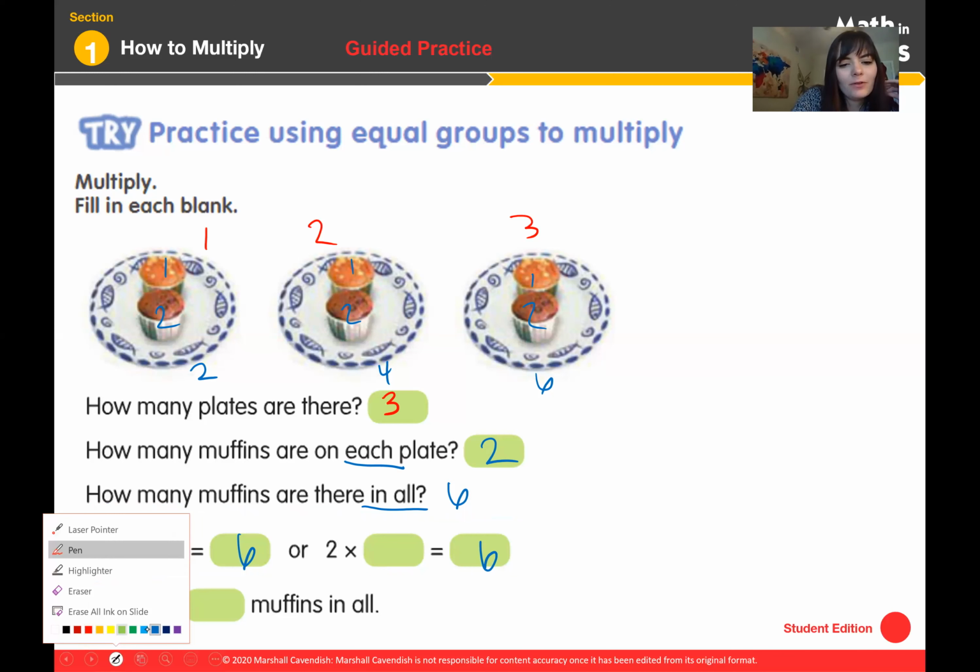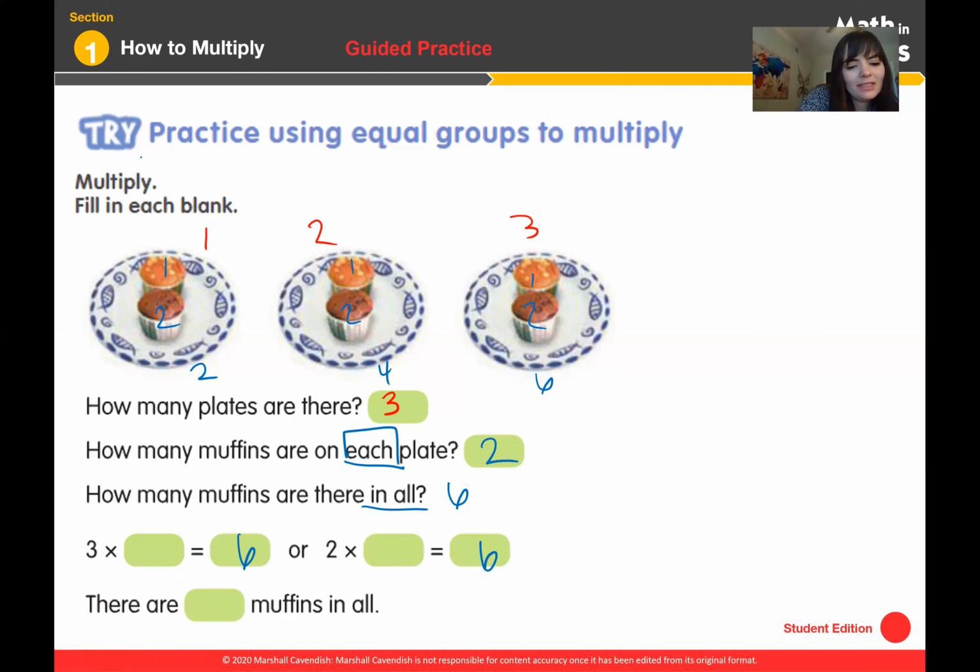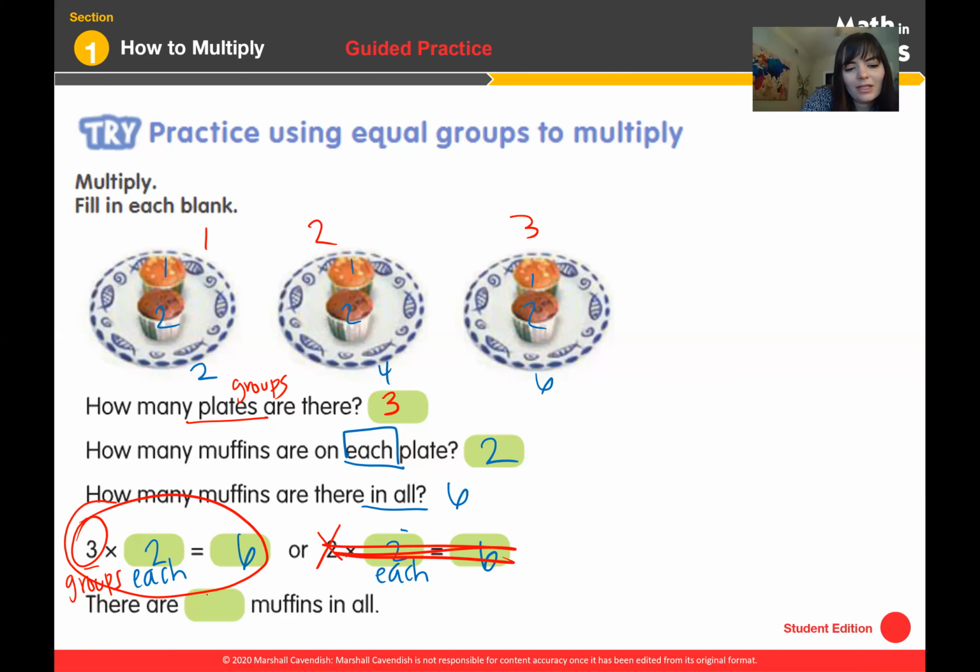So if I know that my each is 2, my second number should be 2. And my first number is always my groups. My groups is the one that has everything inside of it. So my plates are my groups. So my groups should be 3. Here, my groups are 2. This would not be the answer. It's going to be 3 times 2, 3 groups of 2, and that equals 6 muffins in all.